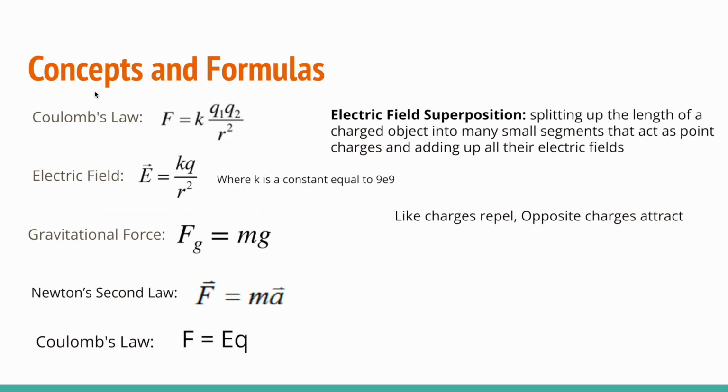The formulas that I used in this lab include Coulomb's law, the electric field formula, the gravitational force formula, Newton's second law, and another version of Coulomb's law where electric force is equal to electric field times charge. In the first two laws, k is equal to 9 x 10^9. The concept that makes this lab different from lab 1 is electric field superposition, which is splitting up the length of a charged object into many small segments that act as point charges and then adding up the electric fields that they have on each other. And like the last lab, like charges repel and opposite charges attract.